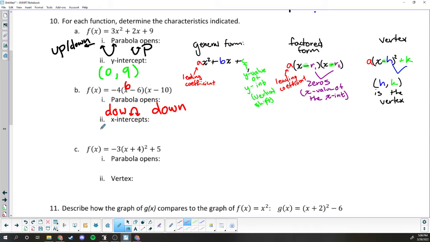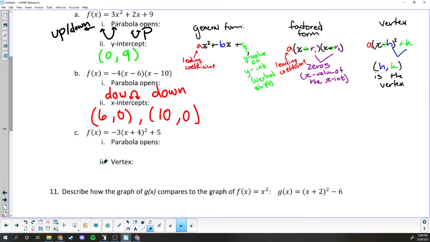So it's going to be at the point 6, 0, and same exact logic. What value of x would make this whole equation 0? If I plugged in 10 right here, then this would be 10 minus 10. This whole thing would be multiplied by 0, which means it's just equal to 0. So my other x-intercept is at 10, 0. There we go. You can think of it as the opposite, or you can remember that you're trying to find the value of x that turns the equation into 0. That's how I remember it, at least.